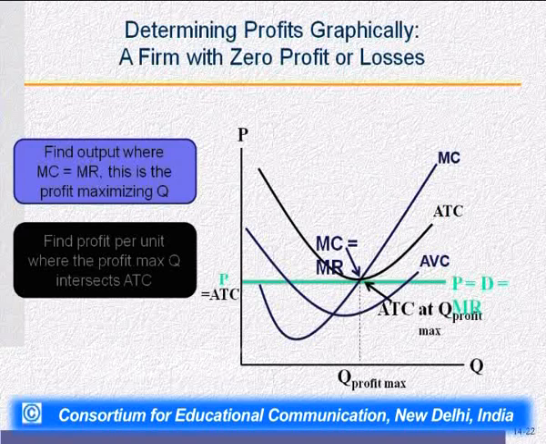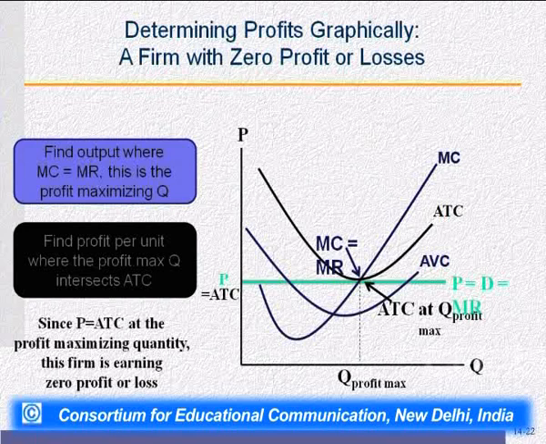So now the ATC, find profit per unit where the profit maximization Q intersects ATC. So if the point Q intersects at the same point, there is zero profit, or the unit cost is the same as the price, which we can say is equal.